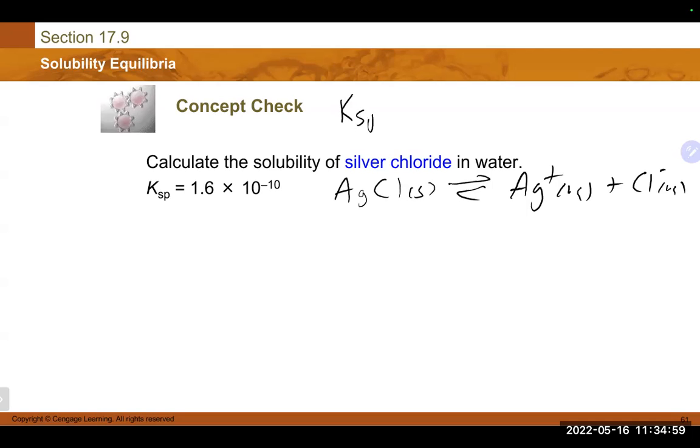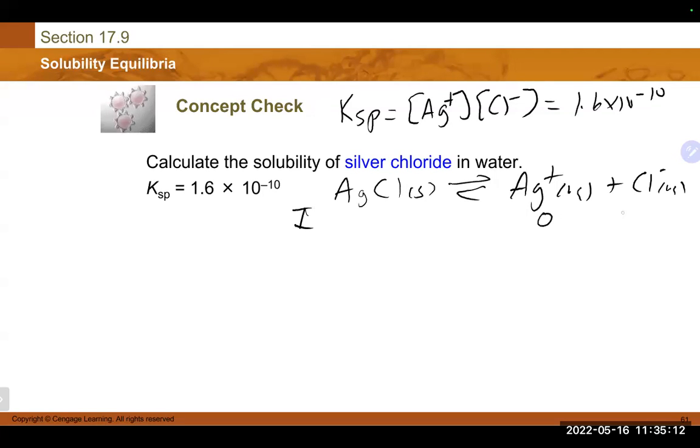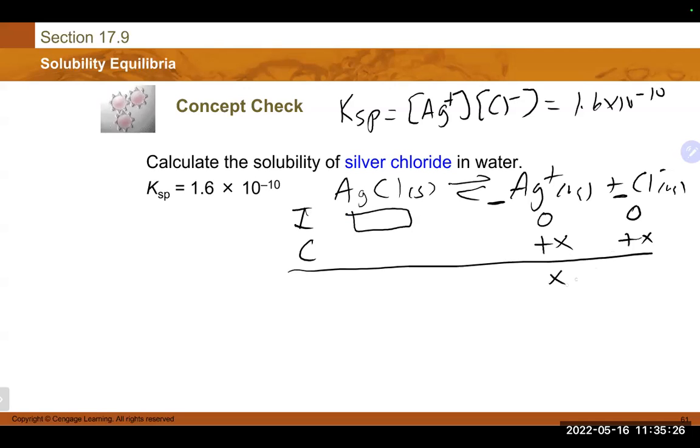Ksp expression here, once again, in this case, it will just be our products as our reactant is a solid. And once again, this would equal 1.6 times 10 to the minus 10. We'll do our ice table. We will start with zeros on the product side. Once again, we're going to ignore this guy since he's a solid. Our change would be plus x and plus x as each coefficient is 1. That means at equilibrium, we would have x and x. Any questions on the table there?